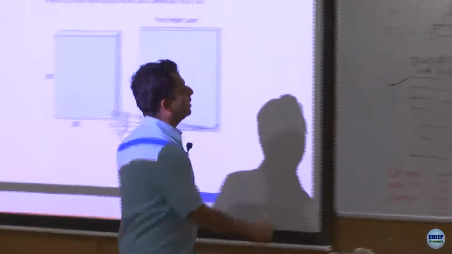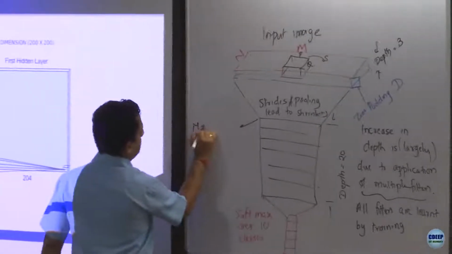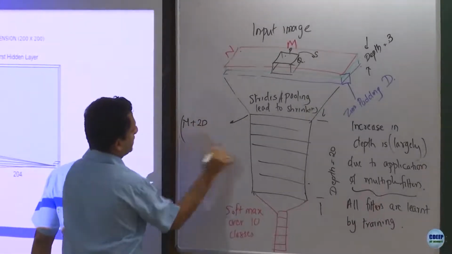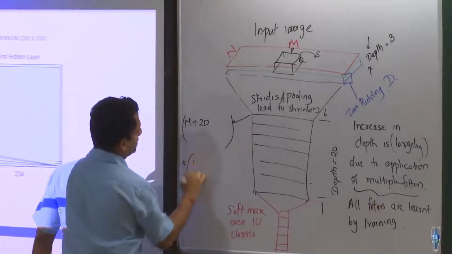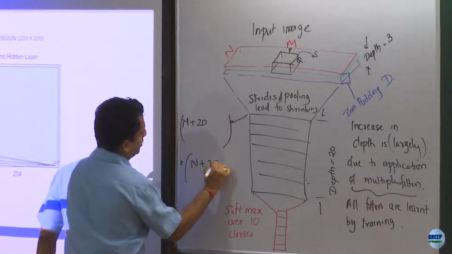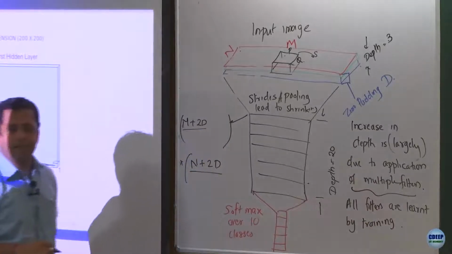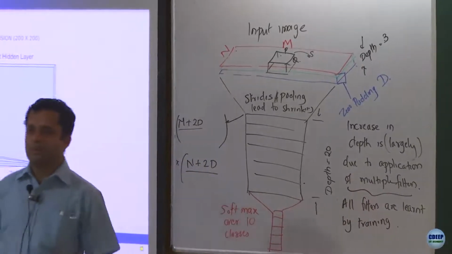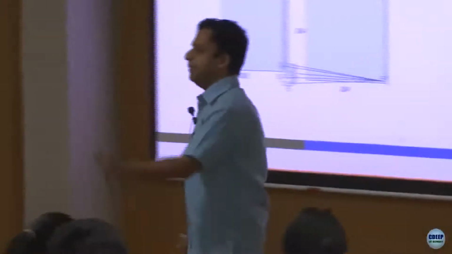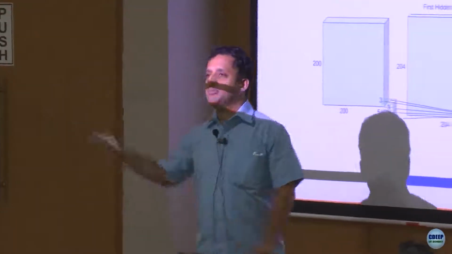So that can be one thing. M plus 2D something something cross N plus 2D something something. And I know roughly that I need to divide by S because I am not going to move across every pixel, I am going to jump pixels.